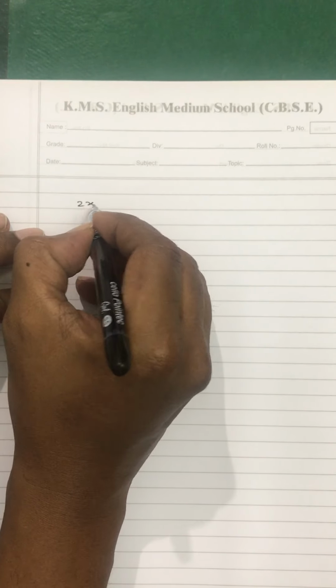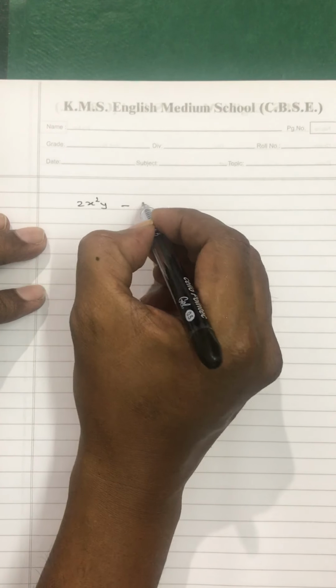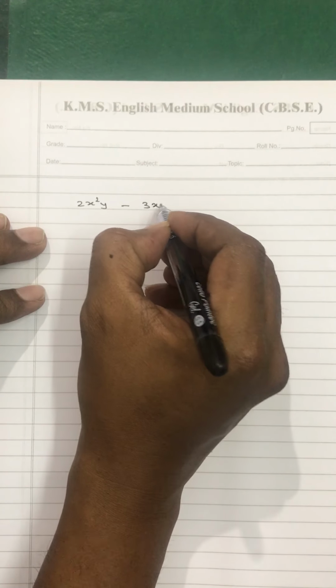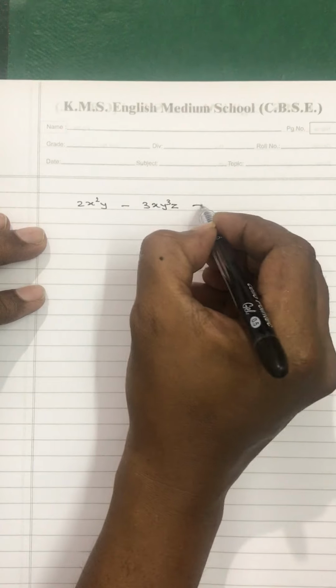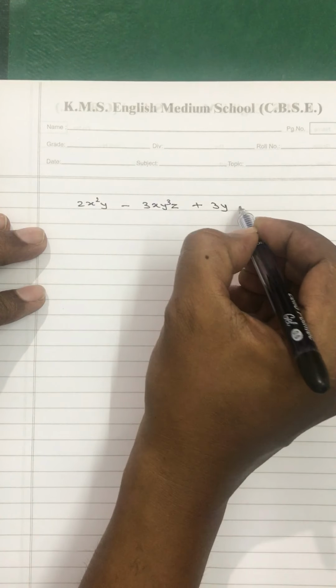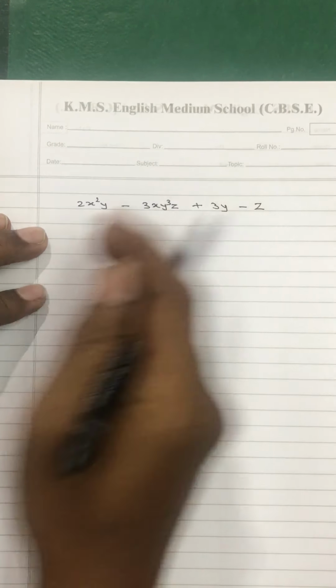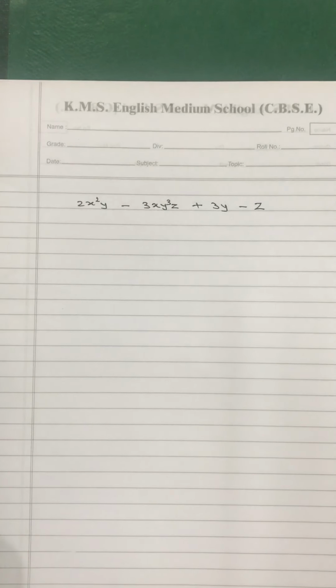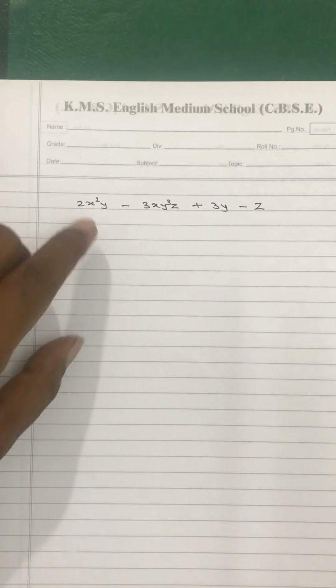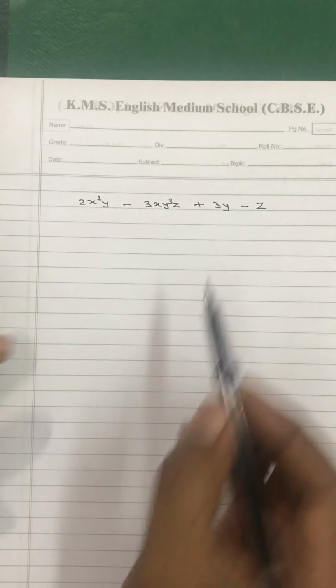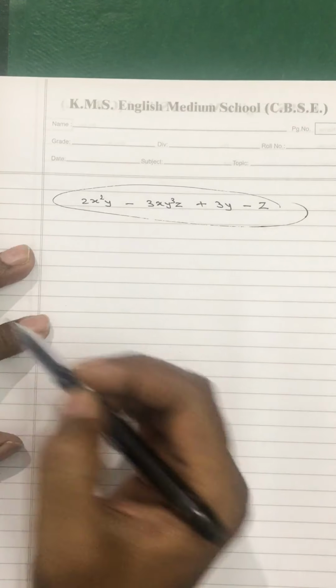I can say that 2x square y minus 3xy cube z plus 3y minus z. This is basically a polynomial. Poly means many, having many terms. So these are the terms that they have got, and this whole thing is called a polynomial.